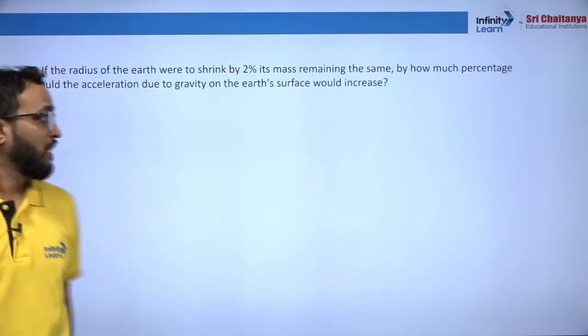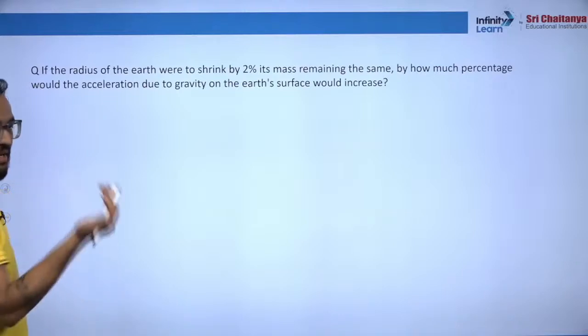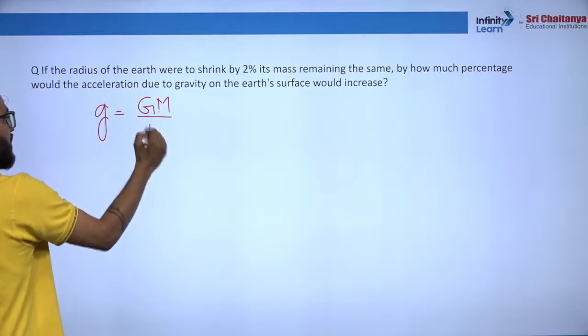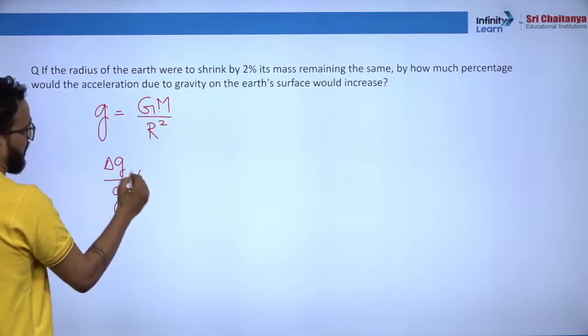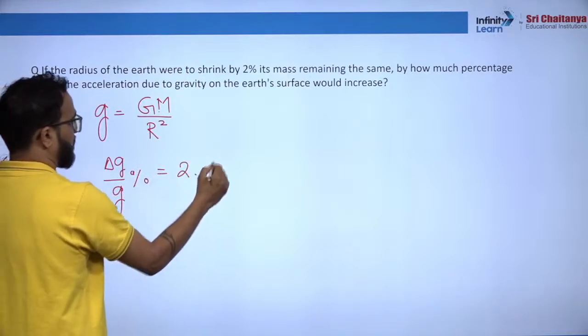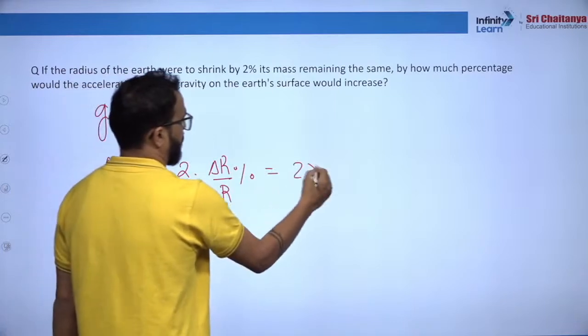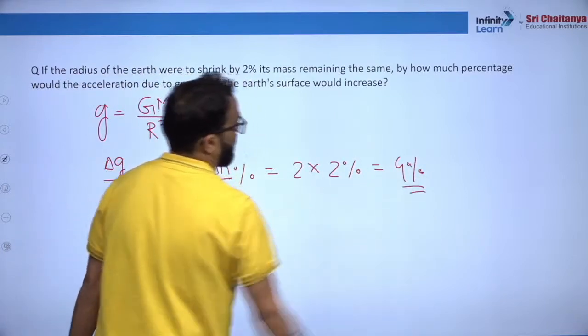Got it? Now the next is, if the radius of the earth were to shrink by 2%, mass remaining constant. See, what is g? g is GM by R square. So delta g by g percentage wise will be 2 times delta R by R percentage wise. So 2 into 2 percentage, answer will be 4 percentage. Did you understand?